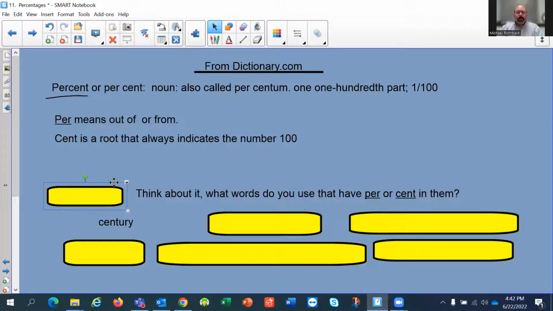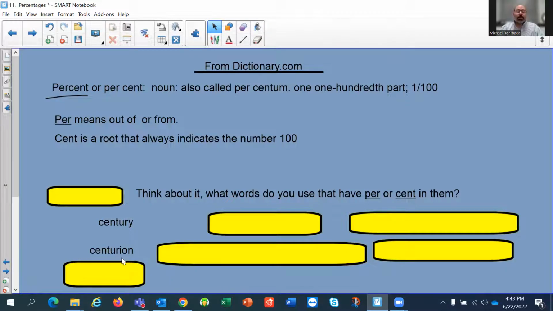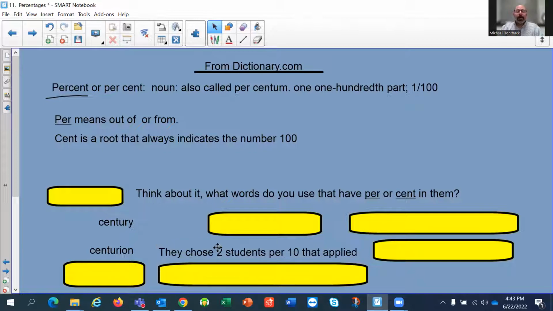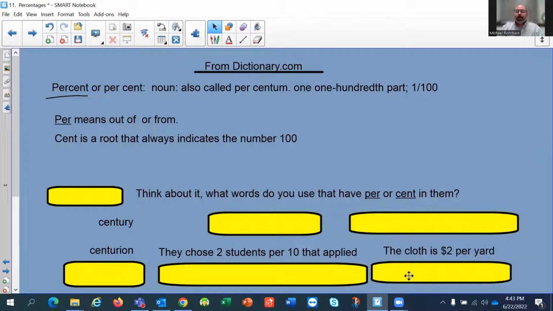So thinking of some other words that you might know that have the way we use per or have the word cent. So a century. A century is 100 years. A centurion is a Roman soldier who's in charge of 100 soldiers. So your centurion is in charge of 100 foot soldiers. If you say to somebody, well, they only chose 2 students per the 10 that applied, per indicates 2 out of 10. Same thing if you're buying something.